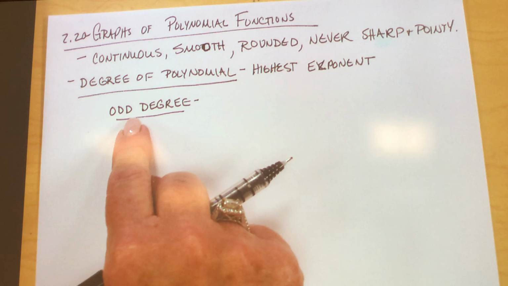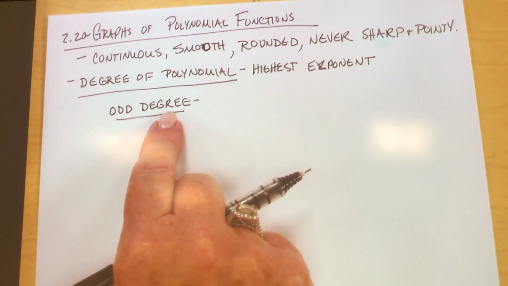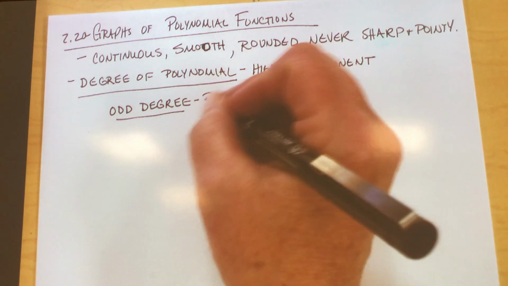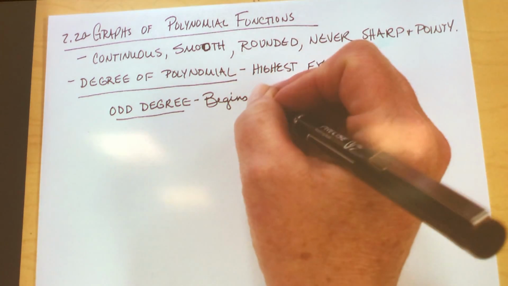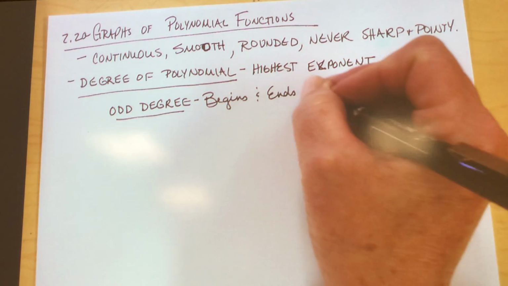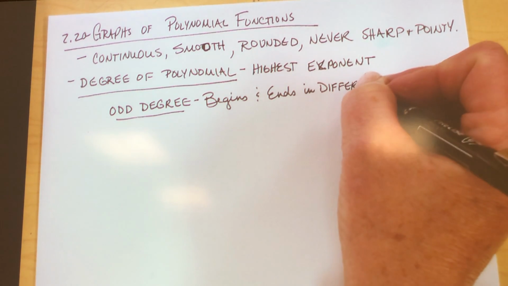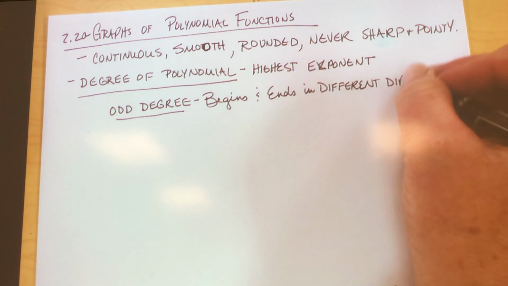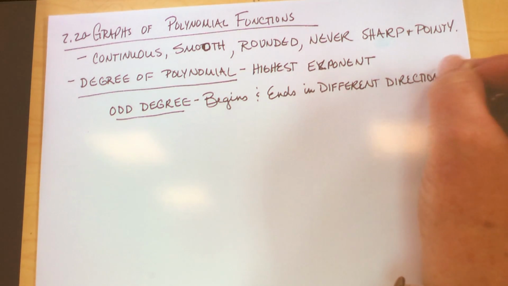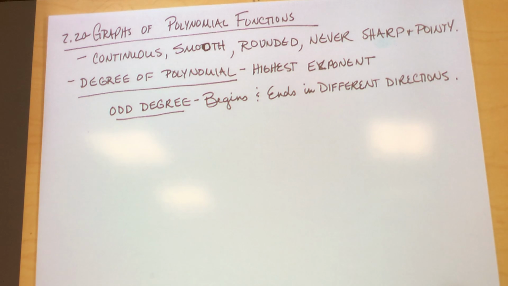So odd means different. So an odd degree polynomial begins and ends in different directions. Okay? If his highest exponent is an odd number, I'm talking about a 1. Hello, that's a line, people. Begins and ends in different directions. A 1, a 3, a 5, a 7, whatever. He begins and ends in different directions.